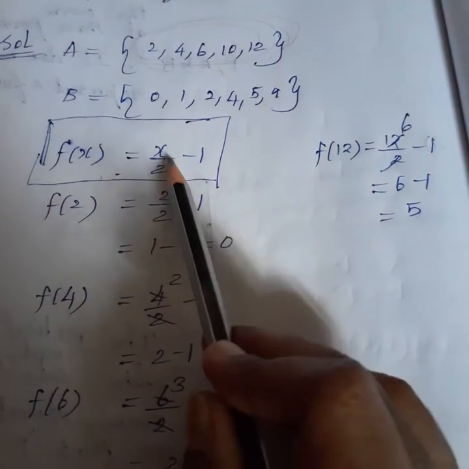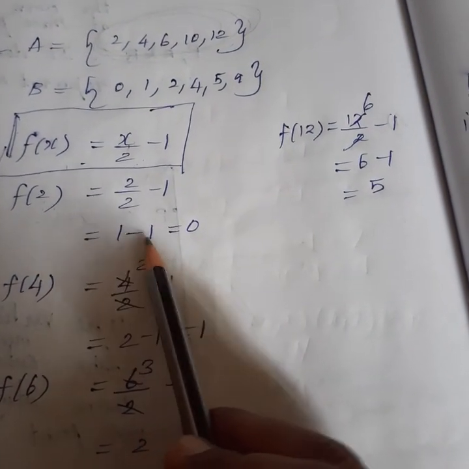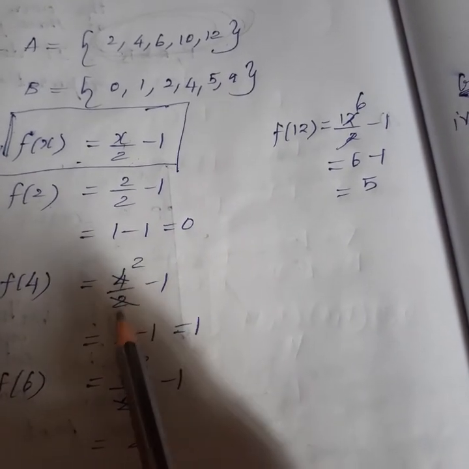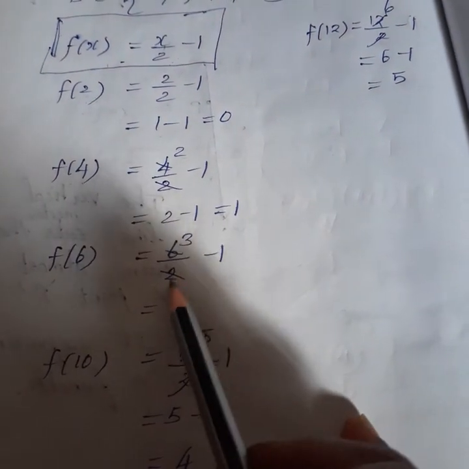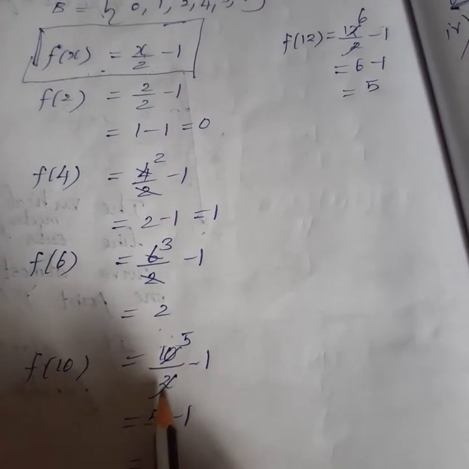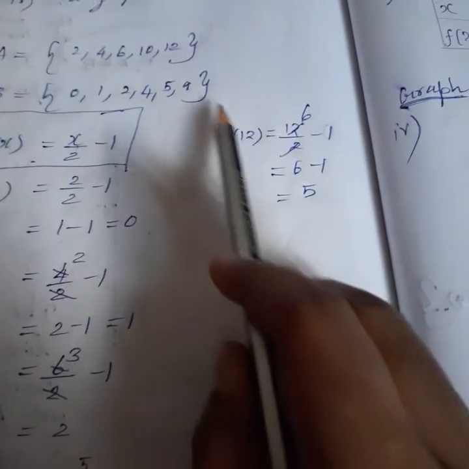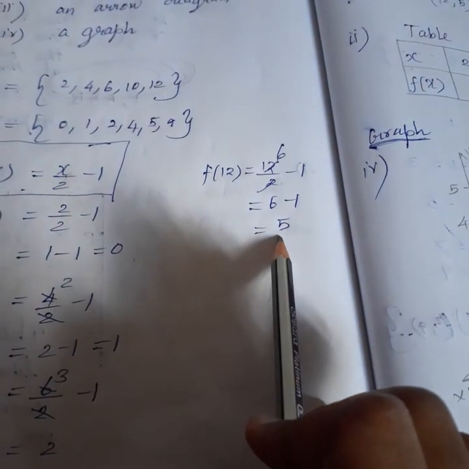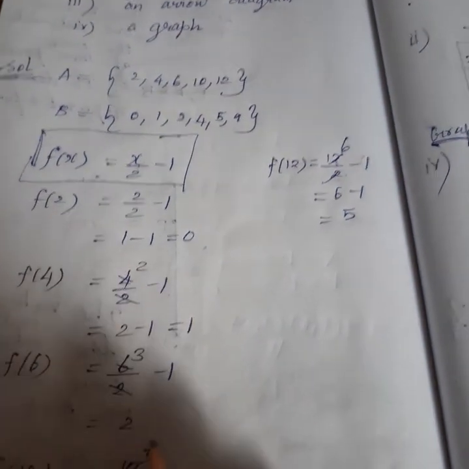f of 2, x by 2 minus 1, that is 2 by 2 minus 1. 2 by 2 is what? 1. 1 minus 1 equal to 0. f of 4, 4 by 2, 2 2s are 4, 2 minus 1 equal to 1. f of 6, 6 by 2, 2 3s are 6, 3 minus 1 equal to 2. f of 10, 10 by 2, 2 5s are 10, 5 minus 1 equal to 4. Then f of 12, 12 by 2, 2 6s are 12, 6 minus 1 equal to 5. So we have taken the elements of A, substituted in the place of x and got the value.